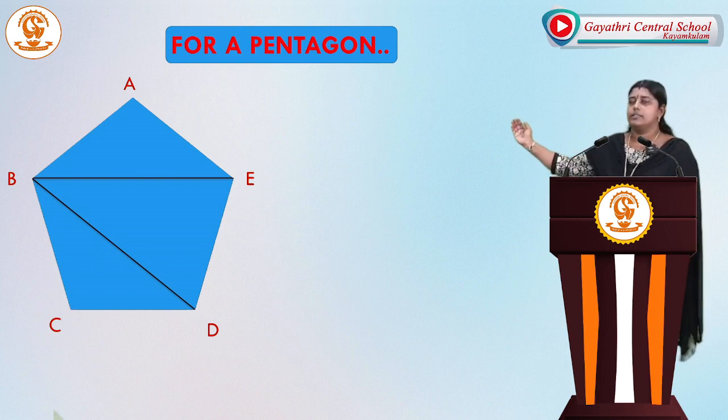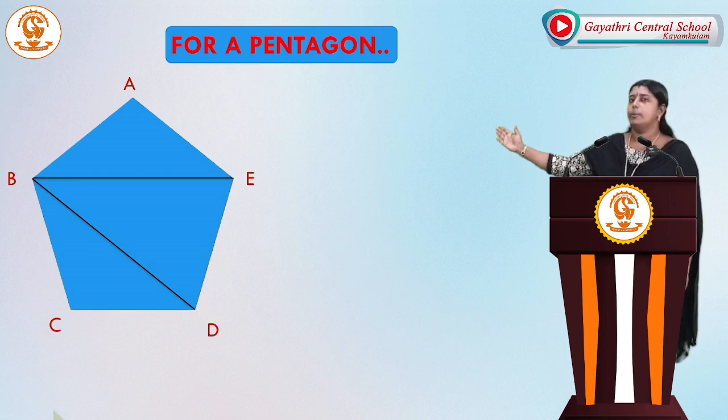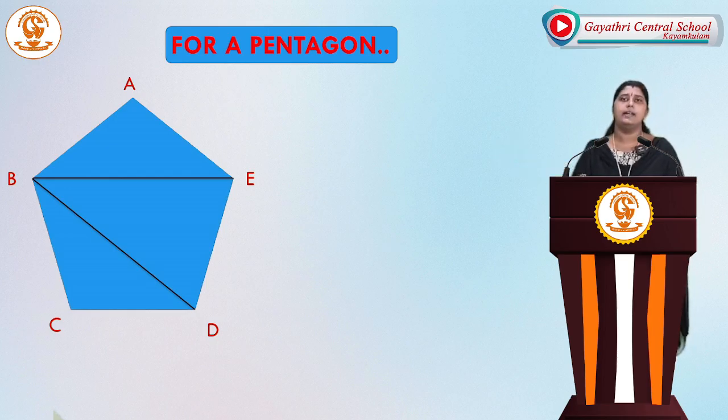Here we are selecting vertex B, and by connecting E and D, we can divide this pentagon into 3 triangles. How many triangles are formed here? There are 3 triangles. In this pentagon there are 5 sides. It is a 5-sided polygon. And how many triangles are formed here? There are 3 triangles.